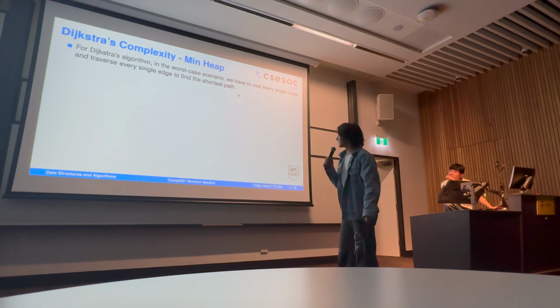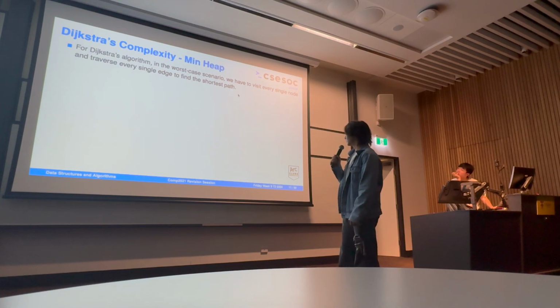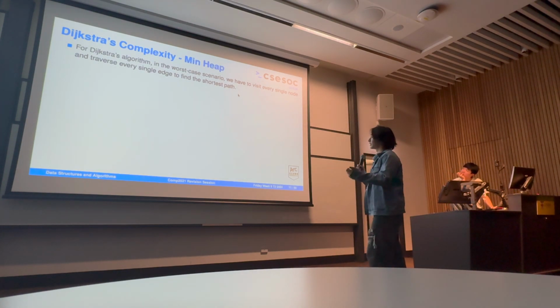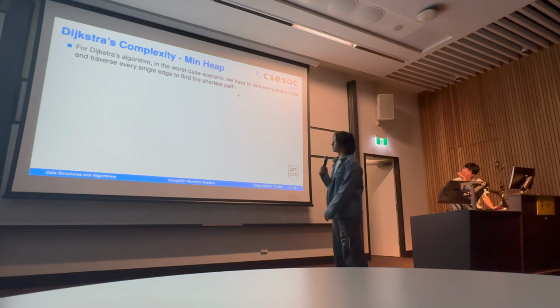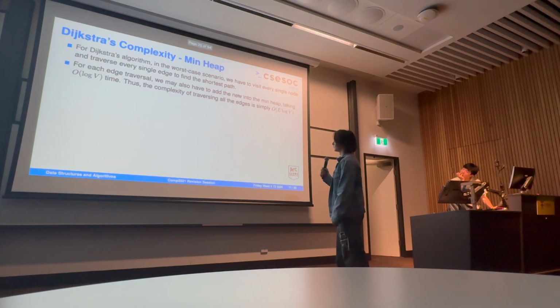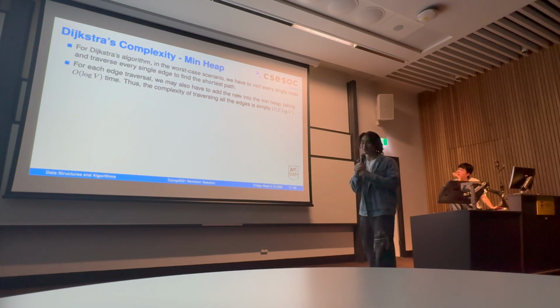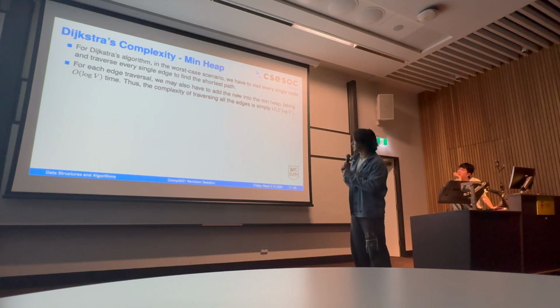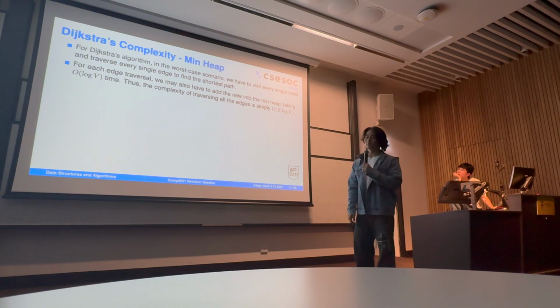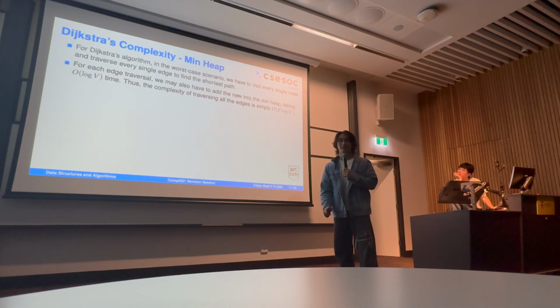So for Dijkstra's algorithm, in the worst case scenario, we have to visit every single node and traverse every single edge to find the shortest path. And for each edge traversal, we may also have to add the new node into the min heap. Now, we'll talk about heaps later, but I hope you have some idea.